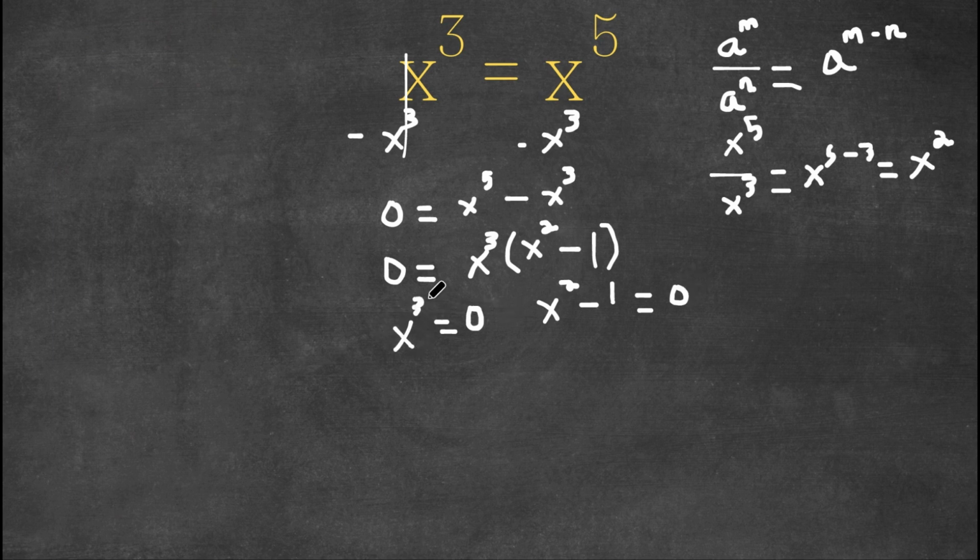Well, x to the power of 3 equals 0. What to the power of 3 equals 0? The only number that fits in for x here is 0. So we have x equals 0, and this is one solution.